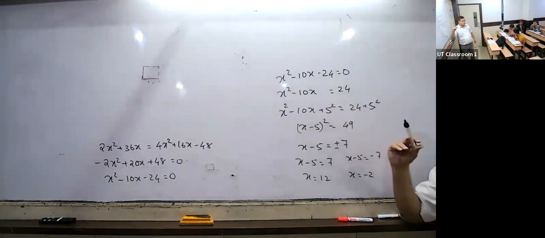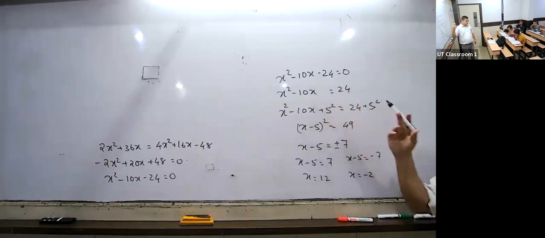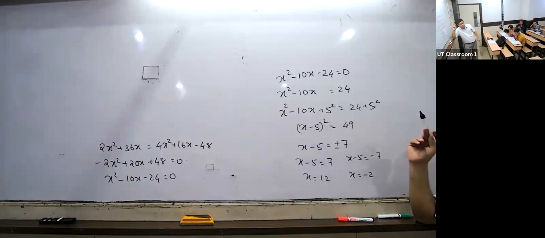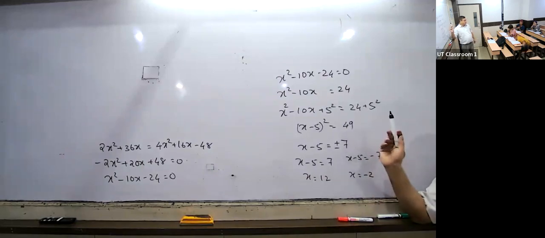Half the coefficient of x. Okay, coefficient of x is how much? 10. Half the coefficient of x is coming as what? 5. Okay, so 5 squared. This process is not required. I'll tell you why I did this one. Now, this method can be used for even irrational roots also.